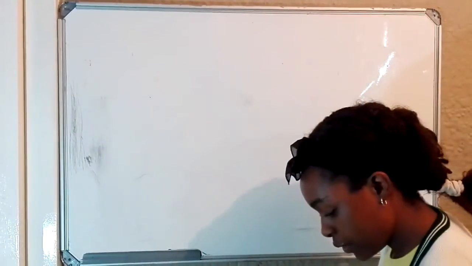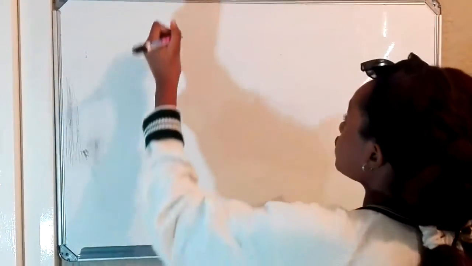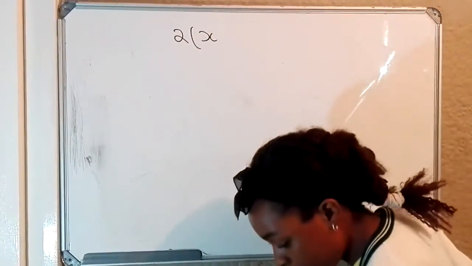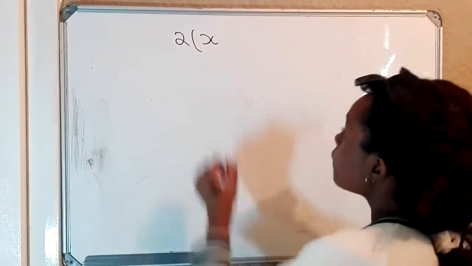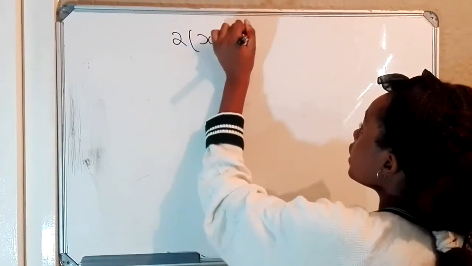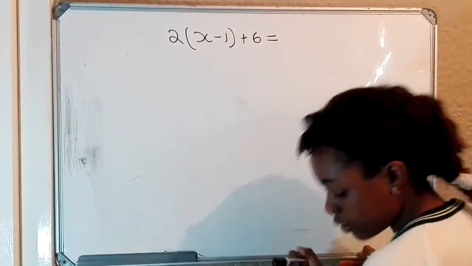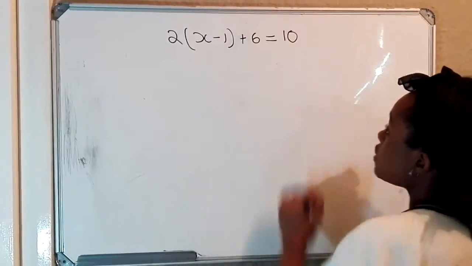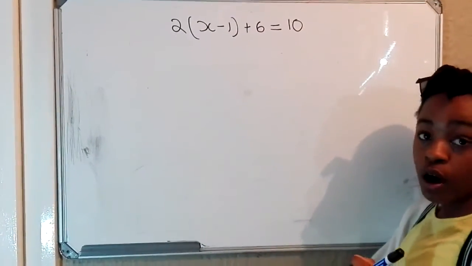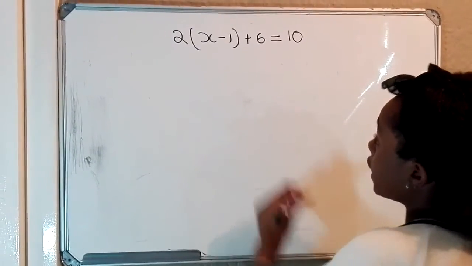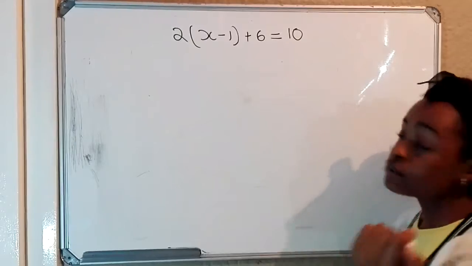Here's another one. Say we have 2 brackets x minus 1, plus 6 is equal to 10. So we want to find the value of x. The first thing I'm going to do is start by subtracting 6 on both sides.